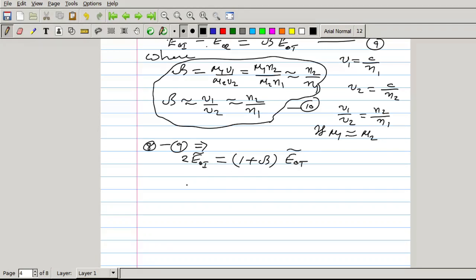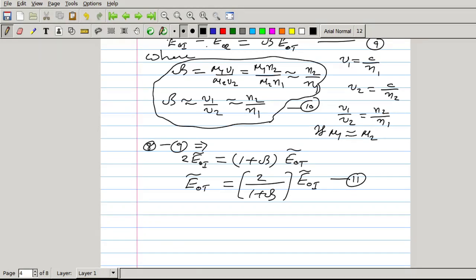From that we can calculate E0T, the amplitude of the transmitted wave, as 2 by 1 plus beta into E0I. This I am taking as equation number 11. So E0T, the transmitted wave amplitude, is 2 by 1 plus beta E0I.